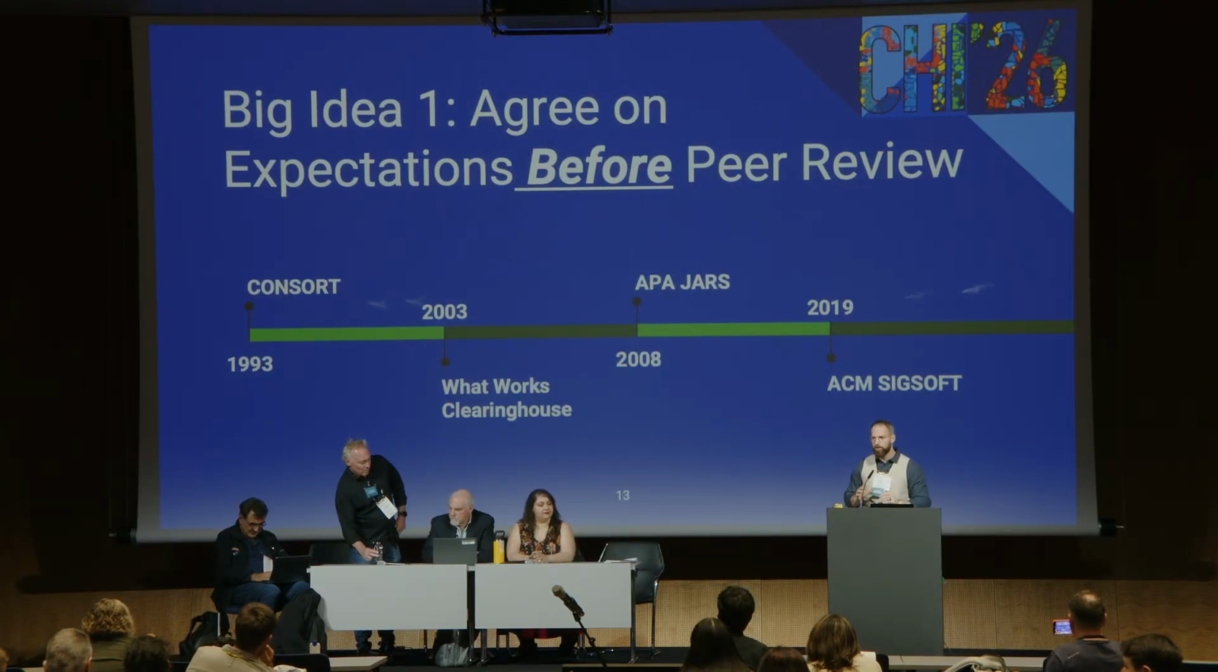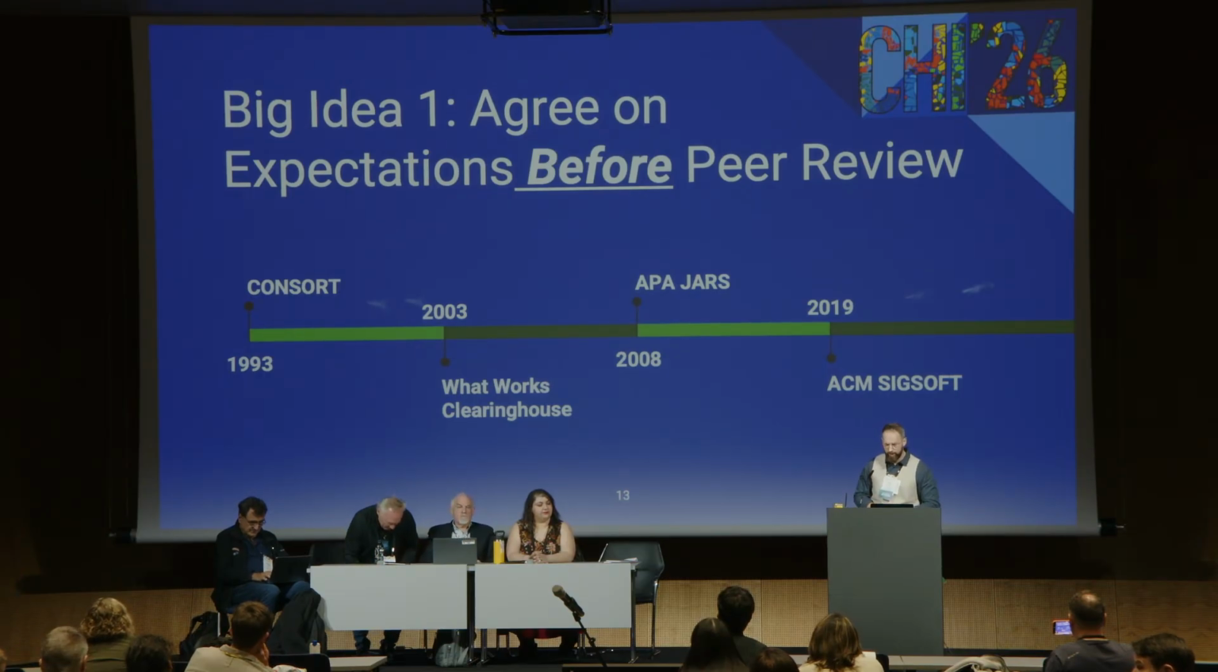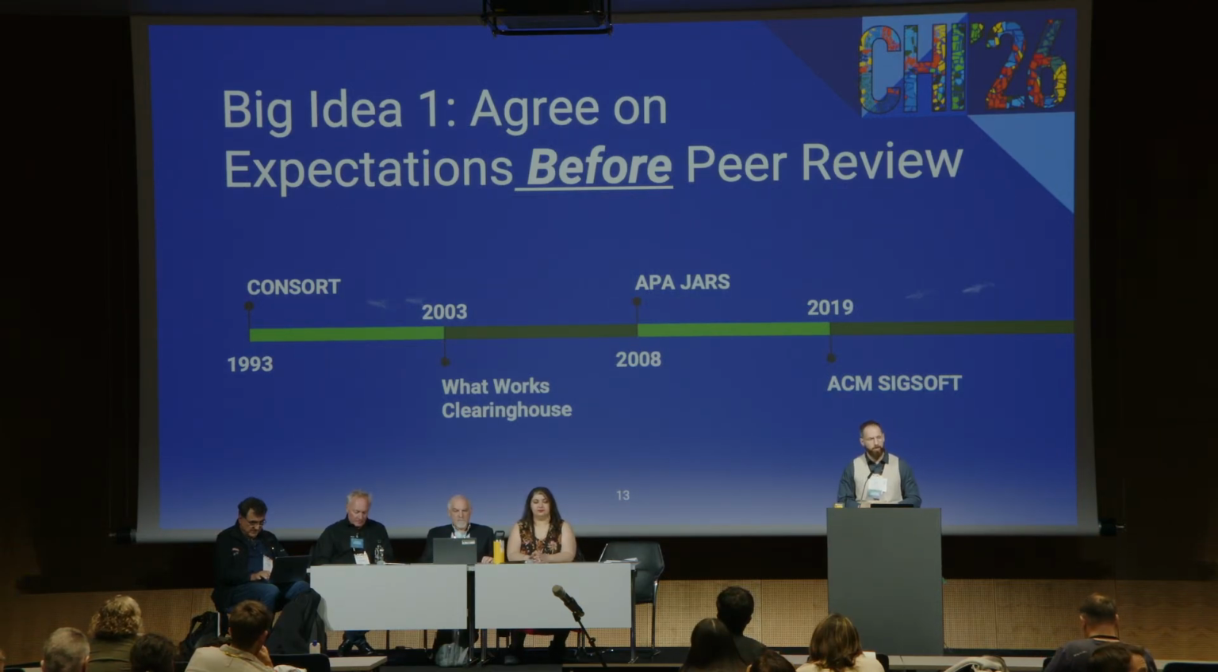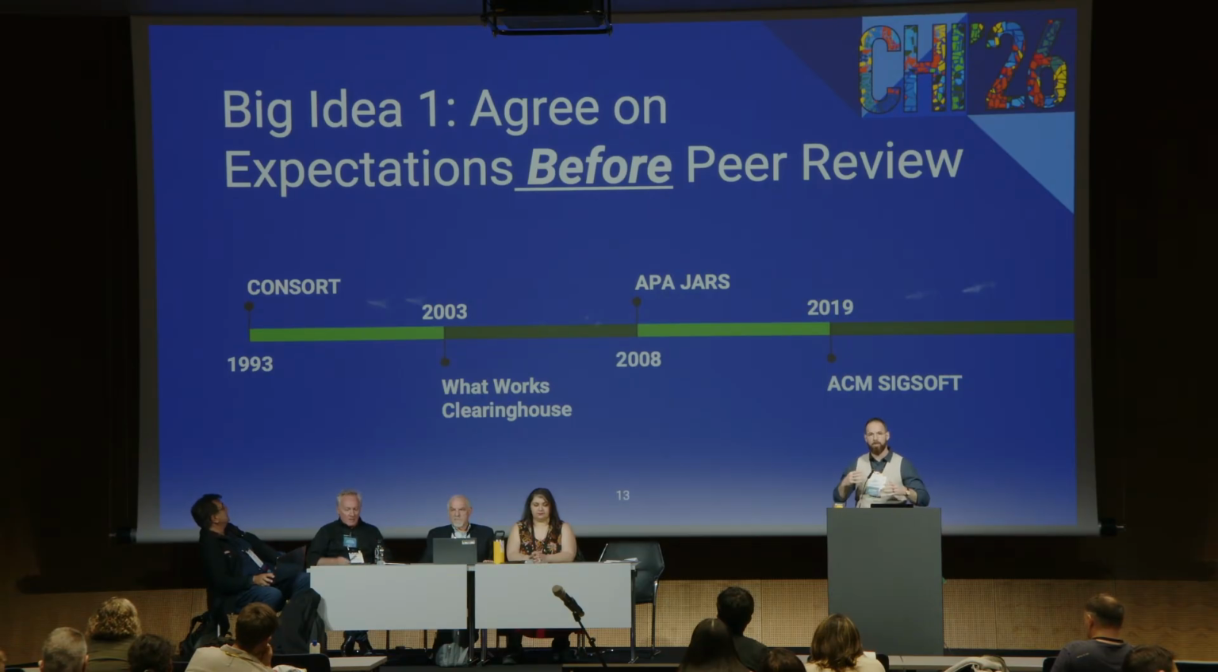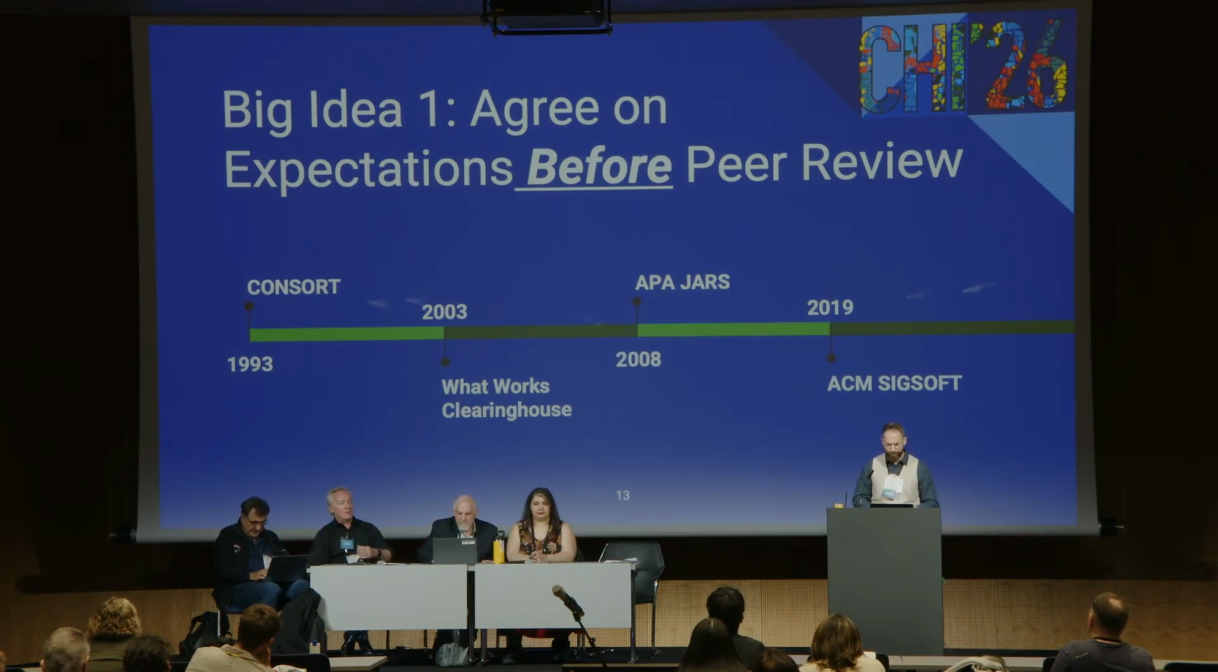Many other fields don't work quite the way computer science does. In many fields, before peer review, they try to agree on what kind of evidence they will accept and how it should be reported. This is rooted in many tragedies in medicine, like the Camden smallpox vaccine disaster, which killed 9 children.